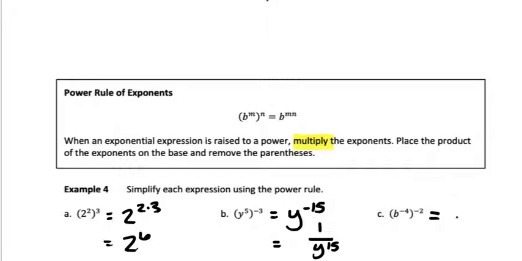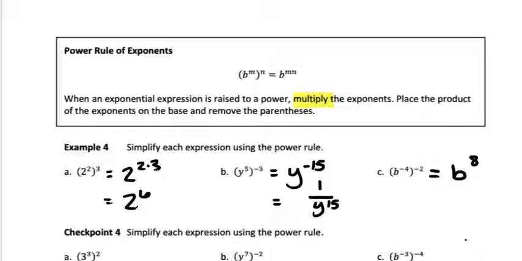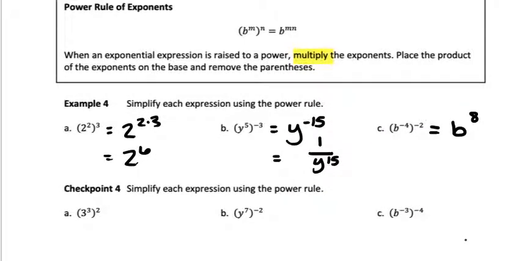For c, we're multiplying negative times a negative. Negative 4 times negative 2 is positive 8. So I don't need to rewrite that as a fraction because after I did the multiplication, I ended up with a positive number. So my answer is just b to the 8th. So next you should do these checkpoint problems for checkpoint number 4. Check your answers and then move on with the rest of the video.